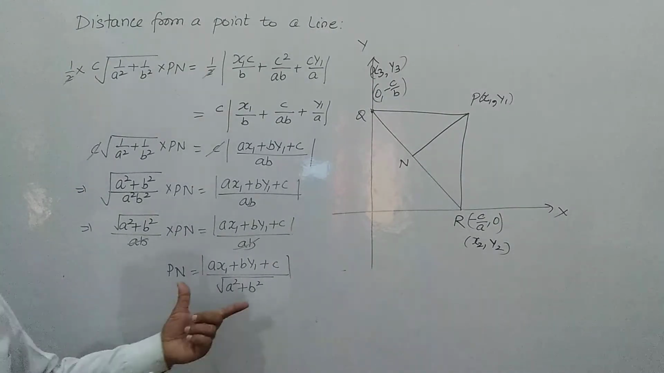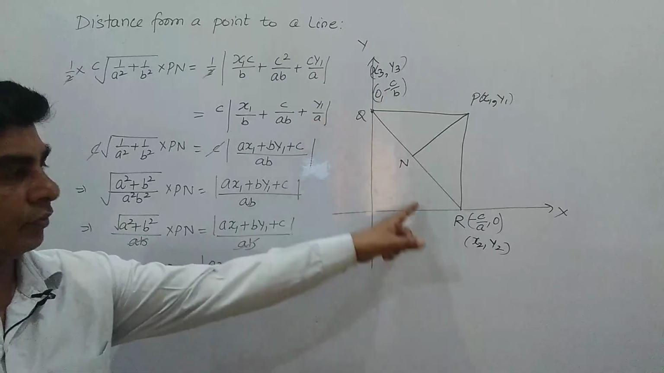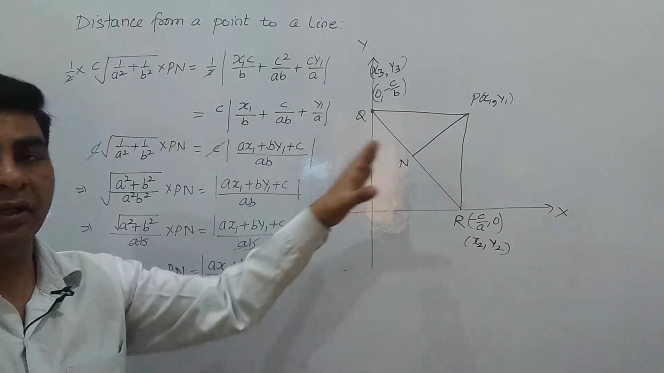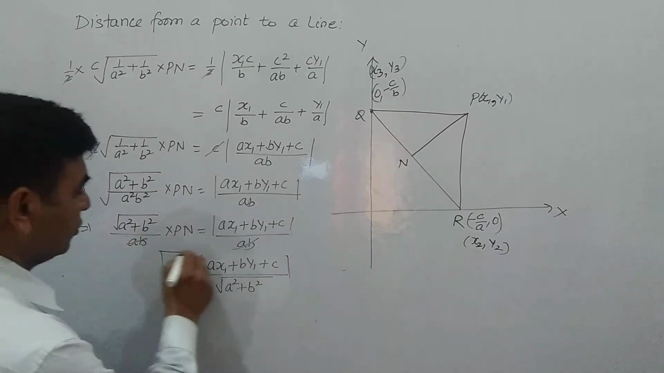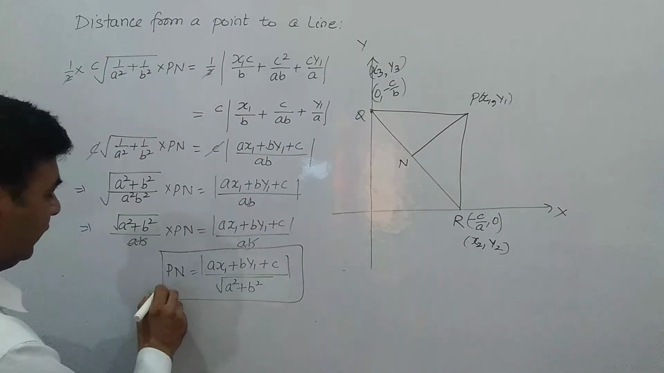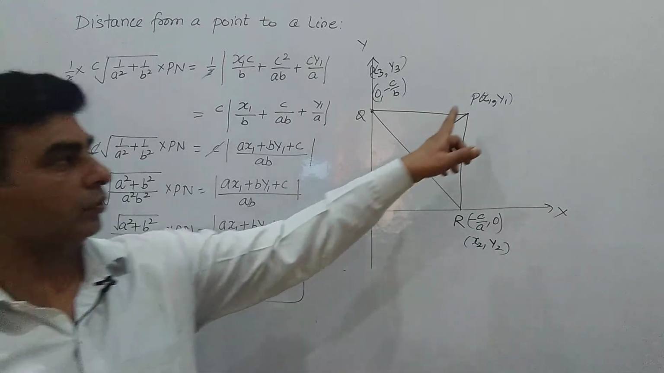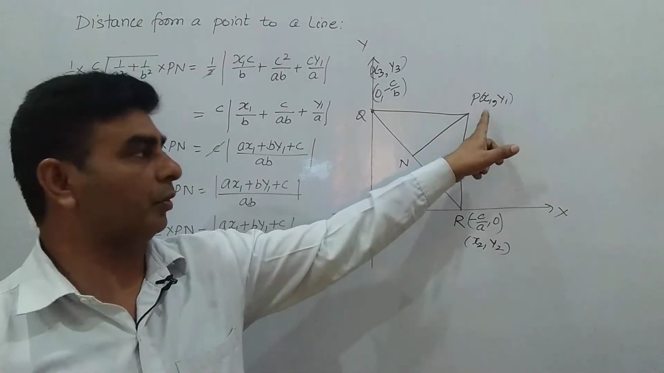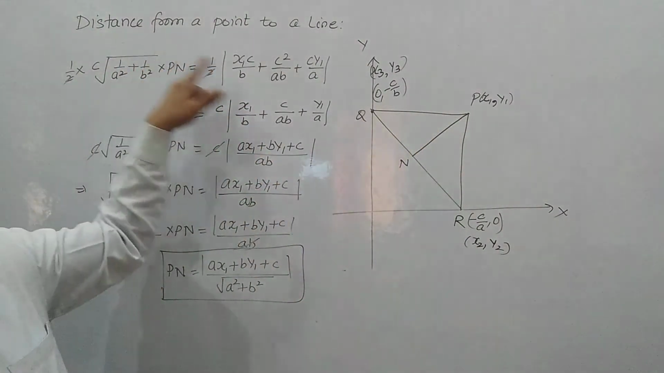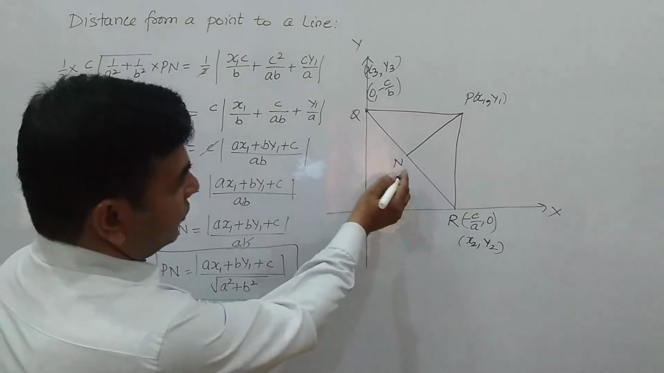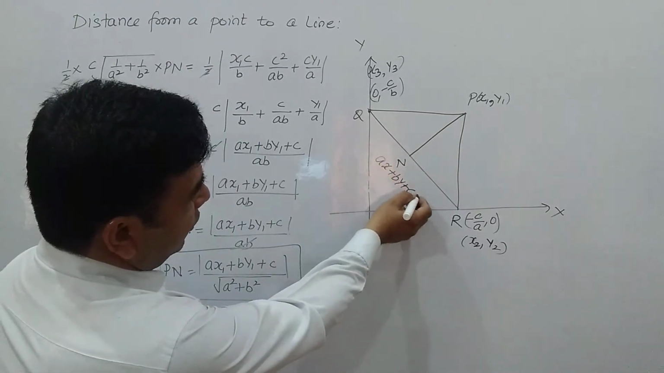So this is the perpendicular distance from a point to a line. If you want to find the perpendicular distance between a point and a line, then you can use this formula. And dear students, we will now directly use this formula to find the perpendicular distance from a point to a line, where the equation of line is given by Ax plus By plus C is equal to 0.